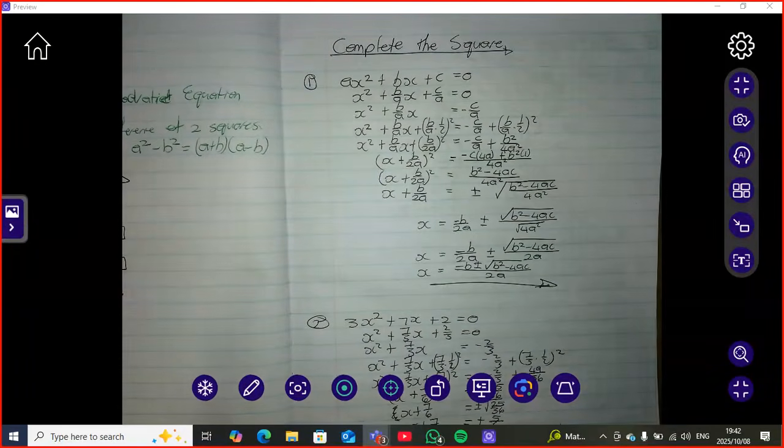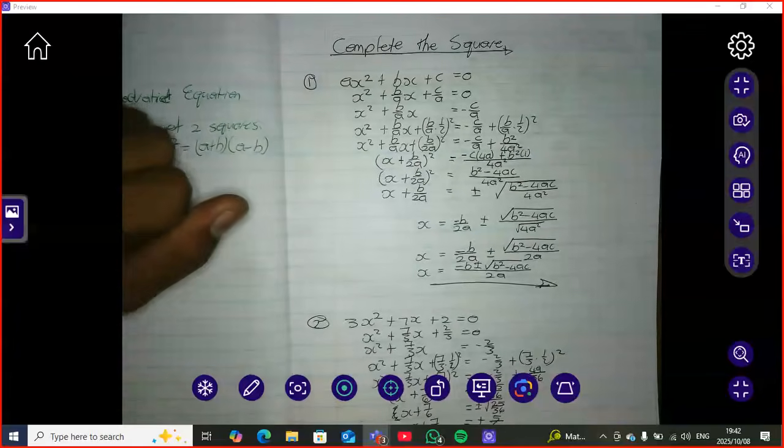Completing the square. Very important to note that if they tell you to factorize this equation by completing the square, you have to complete the square using the method of completing the square. You can't do any other thing. You must do this. If you don't do this, you won't get the marks for that question. That goes for any other question you get.